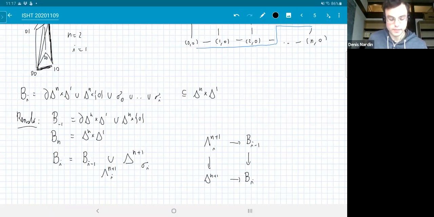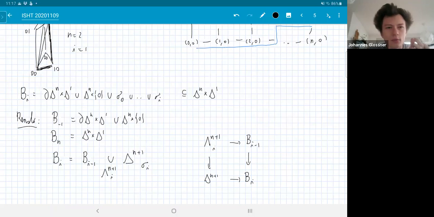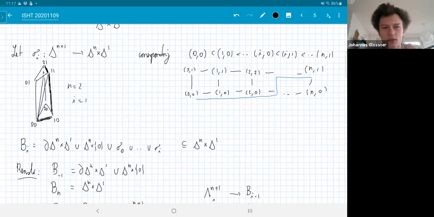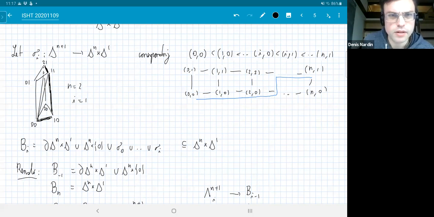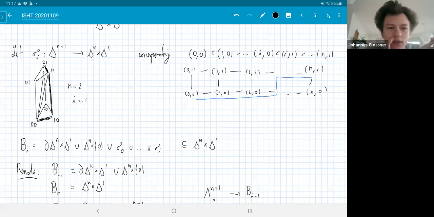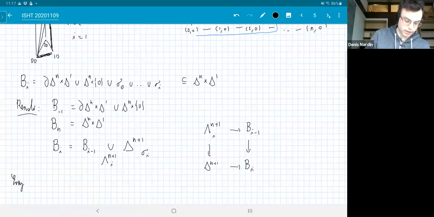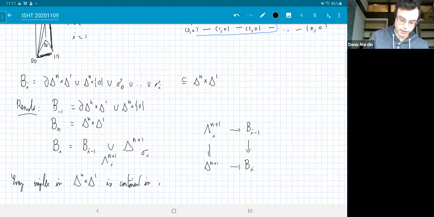Excuse me? Could you maybe repeat the sentence you said about every simplex being the subsimplex of some sigma I? Yes. So every simplex in delta n times delta 1 is contained in some sigma I.